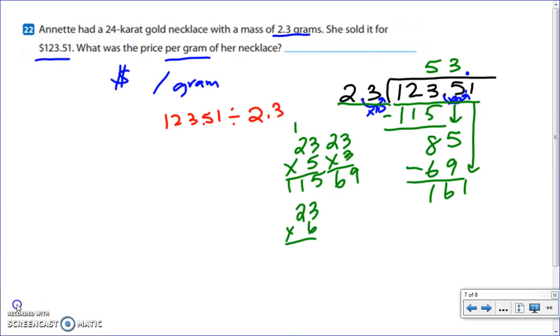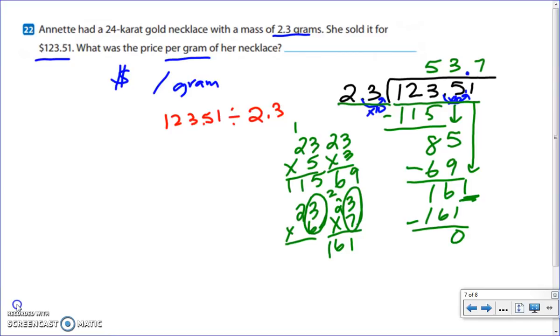Let's see where 6 gets us. The reason I think 6 is a bad guess is because I know 6 times 3 is 18, and this doesn't end in 8. So I think a better guess would be 23 times 7, because I know 7 times 3 is 21, and that ends in a 1. So I think 23 times 7 is going to be a better guess, actually. 161. Yes, we were correct in that guess. And when we subtract 161, we get no remainder.